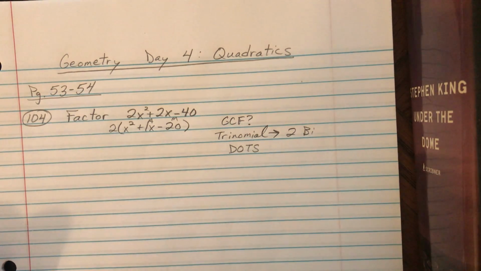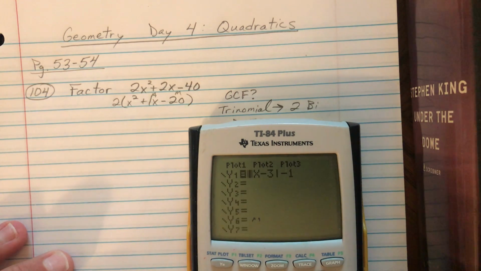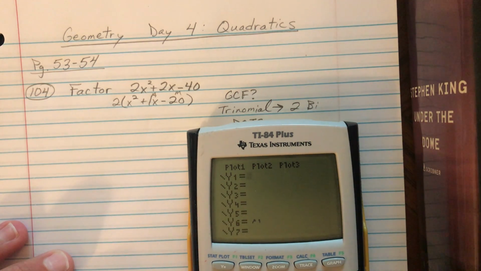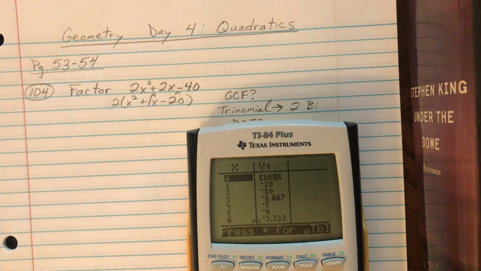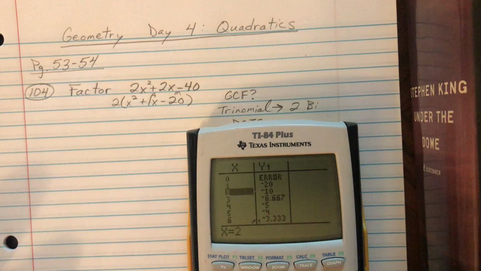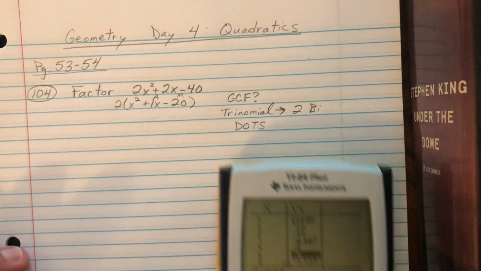Now, if you're not sure what the numbers are, you could always use your calculator, hit the y equals button, and type in the last number, negative 20, and divide by x. If you look at your table, it gives you all the numbers that multiply to negative 20. You're trying to find the combination that also adds up to the middle number, which is 1. If you scroll down a little bit, it gives you a nice visual. 5 and negative 4 will work.